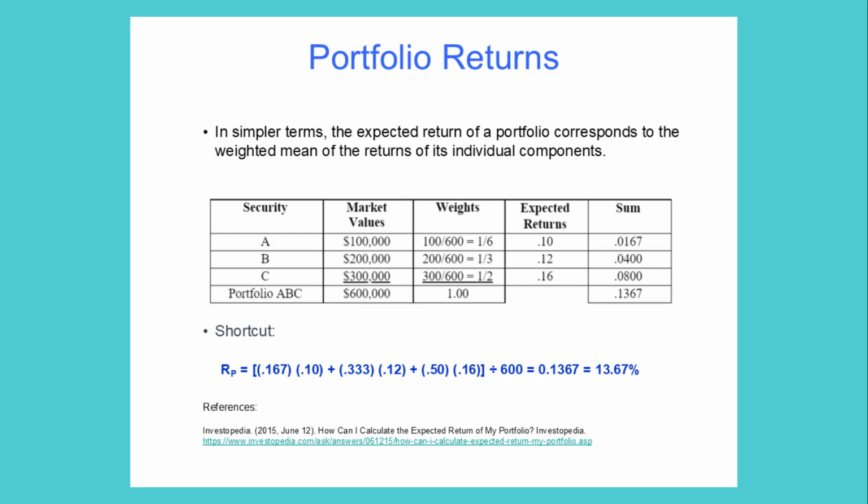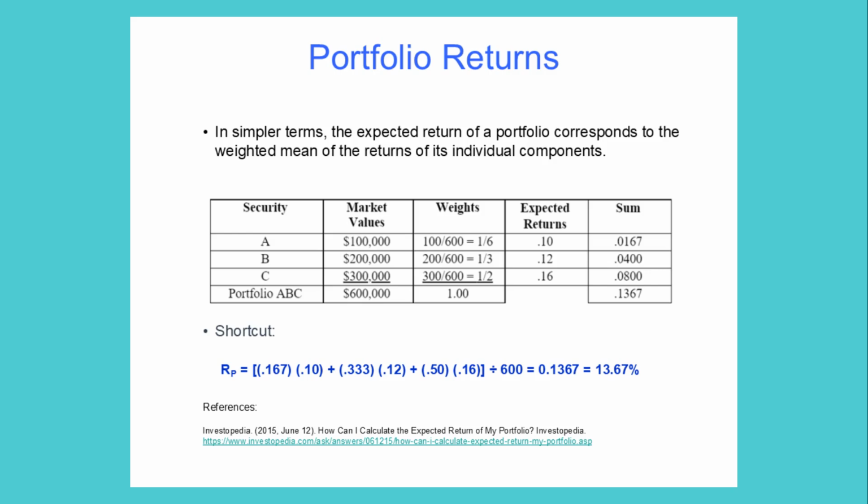Let's consider a practical example. Suppose a portfolio consists of three assets. Asset A with an expected return of 10%, and it makes up 16.7% of the portfolio. Asset B has an expected return of 12%, and it makes up fully 1/3 or 33.3% of the portfolio, and the remaining 50% of the portfolio is represented by asset C with an expected return of 16%.